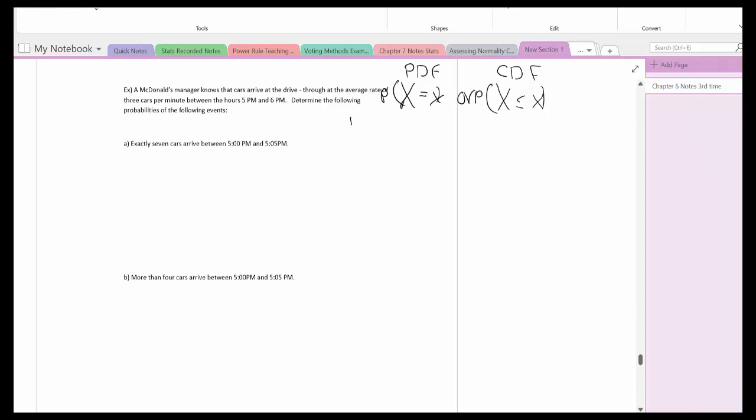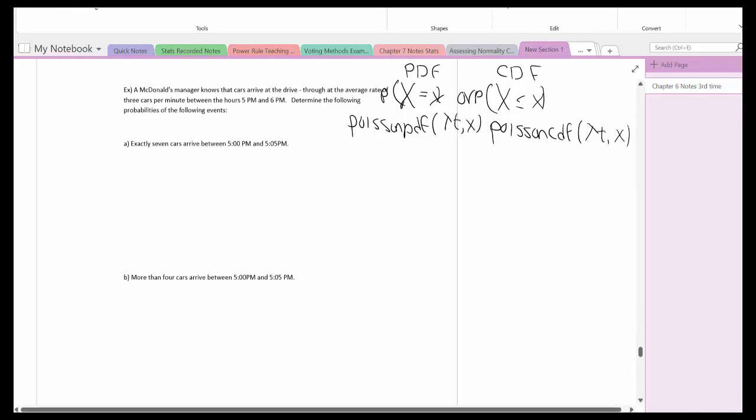Now, for the PDF, it'll be Poisson PDF, and it's lambda times t, comma, x. For the CDF, it'll be Poisson CDF, and it's lambda times t, comma, x. Okay, so now let's take a look at these.